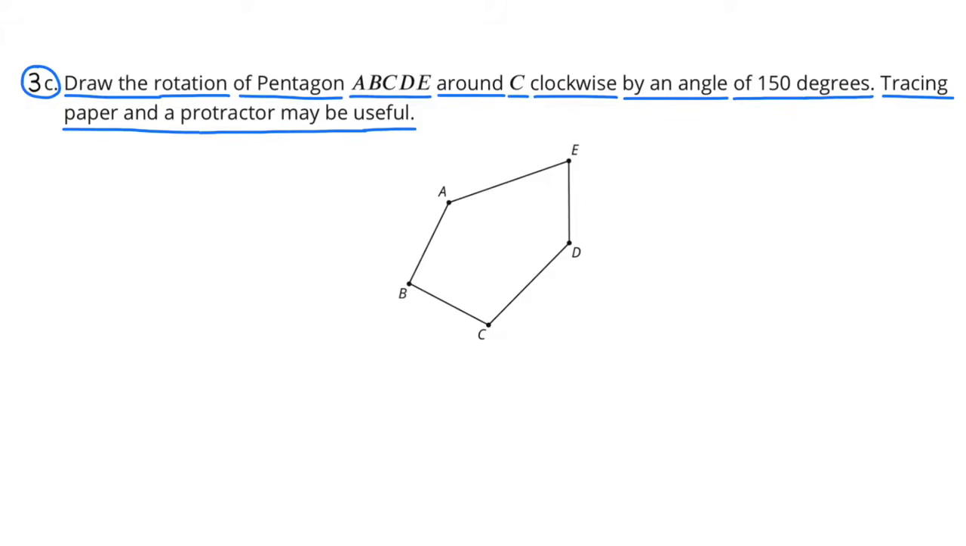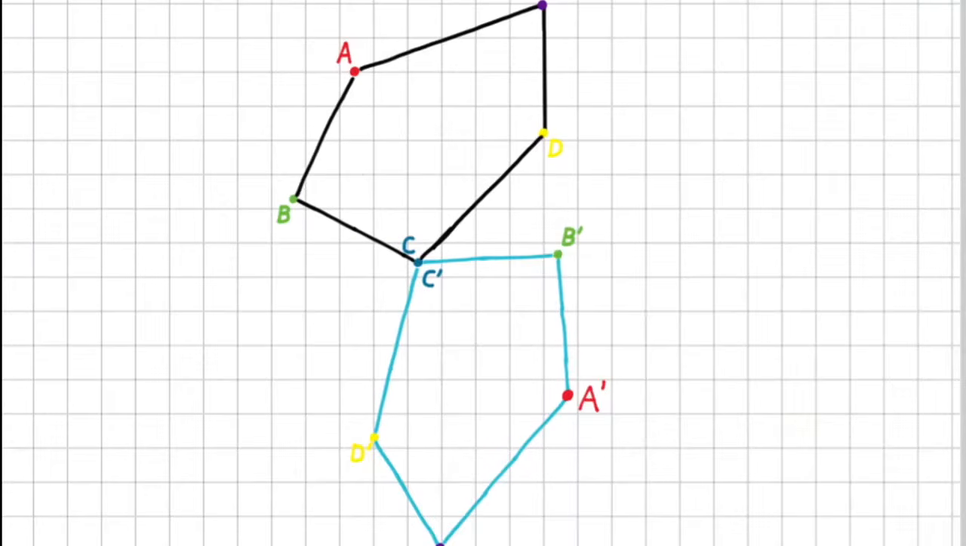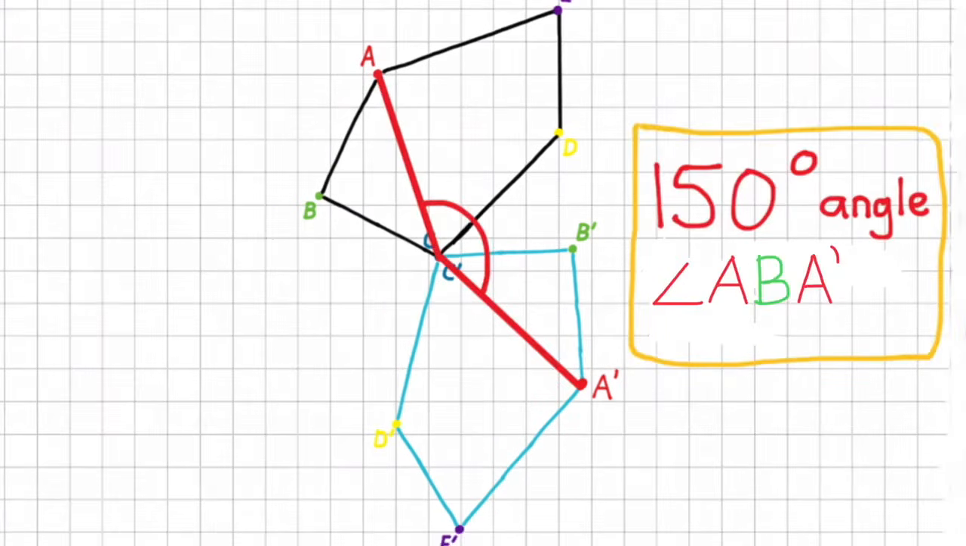3c. Draw the rotation of pentagon A, B, C, D, E around C clockwise by an angle of 150 degrees. Tracing paper and a protractor may be useful. Here's a look at my final drawing of the rotation of the pentagon. A protractor would really be helpful because you need to find the angle of 150 degrees. Take a look at the original point A that goes to point C, and then from point C to point A on the rotation, you can tell that that's a 150 degree angle if you line up a protractor.